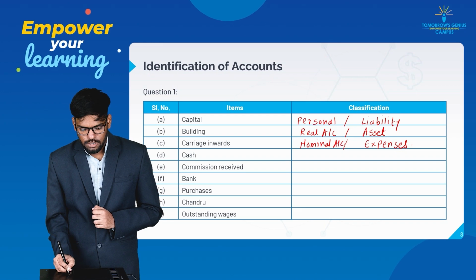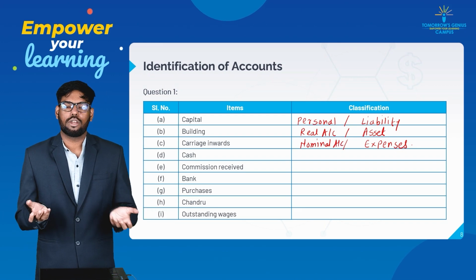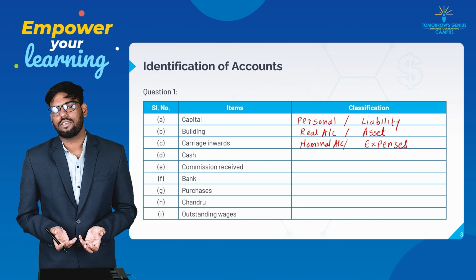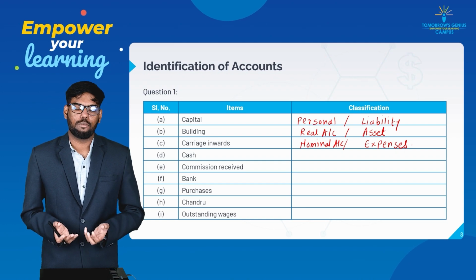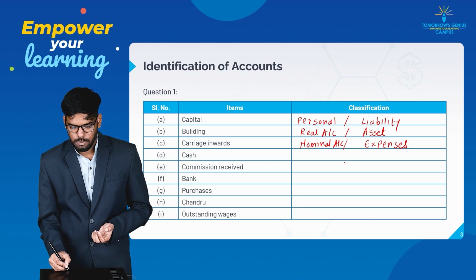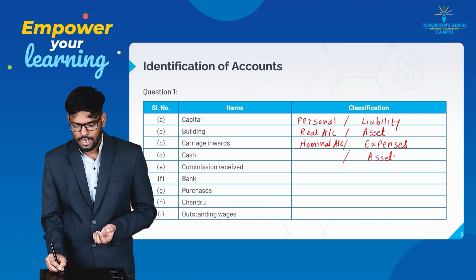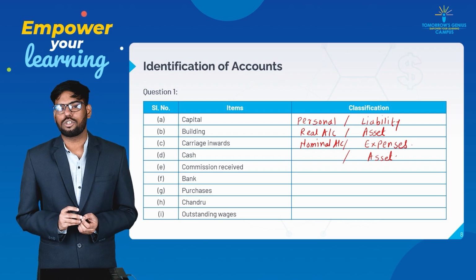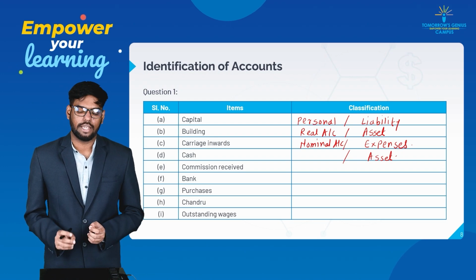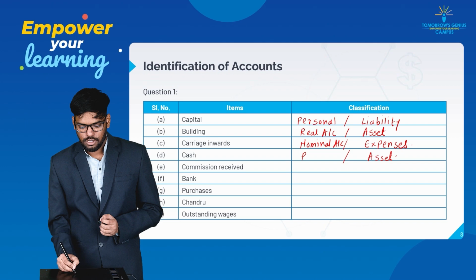So next is your cash. We know for any business, cash is their property, and property is nothing but an asset. So as per the modern approach, cash is my asset. And as per the traditional approach, we know, sir, property and assets fall under the category of real account. So it's a real account.